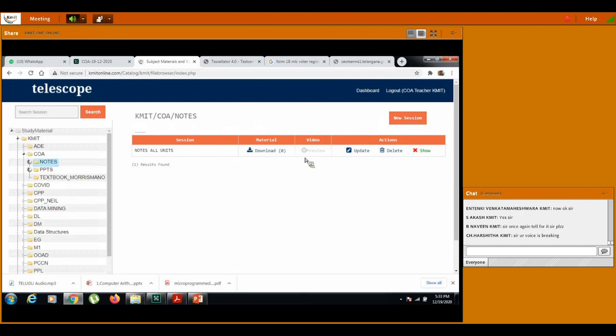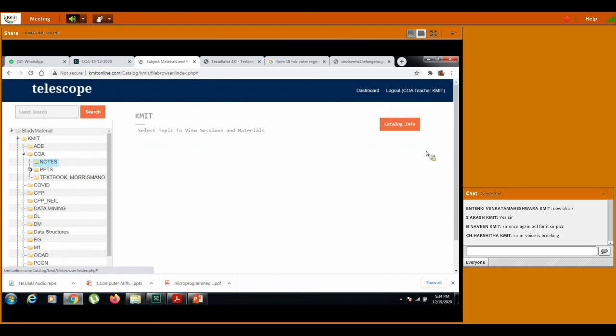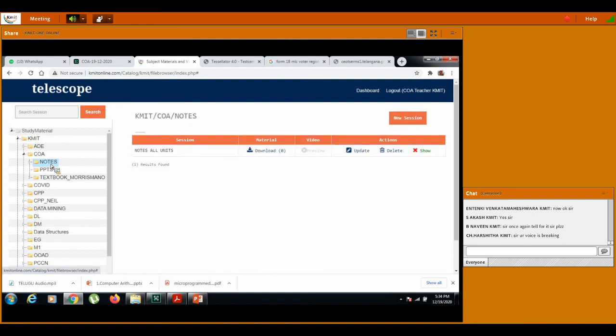See here, you can see one note which is given here. All event notes are already uploaded here. You are saying that notes are not uploaded, but all the notes are uploaded here. I am showing it on the screen very clearly. It's the note for all units. You can download and see once. If anything is missing, let us know. No problem.